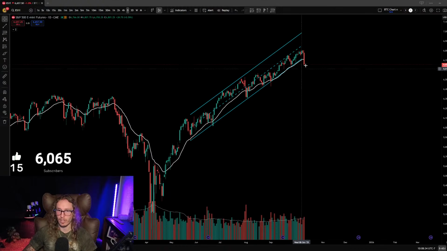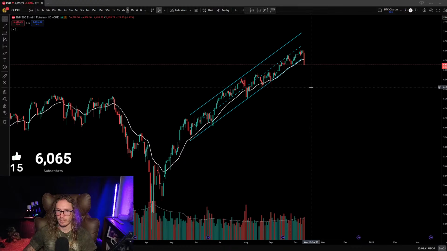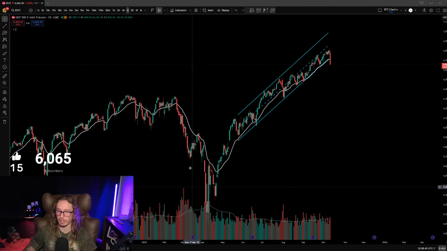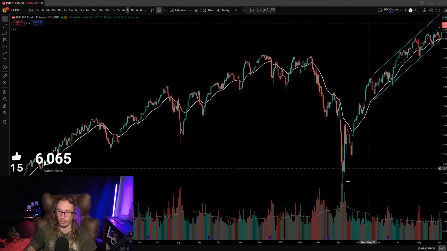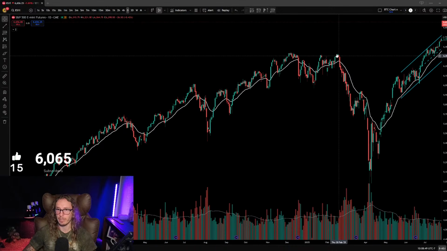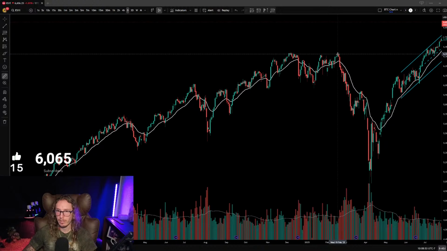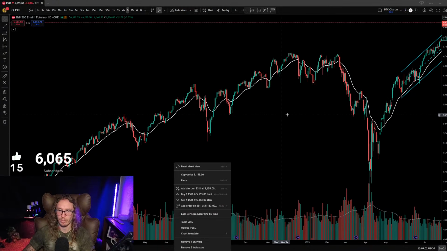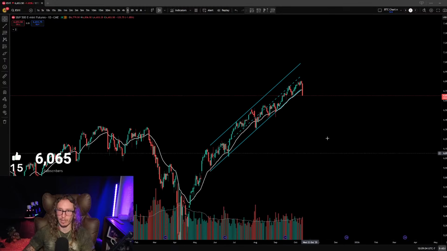Overall, this is just a cool off. Sometimes it's a news catalyst that does it, but it's not really that big of a deal unless we start to see something like this again, which we could. This whole move right here was a big, big move. If you measure this move, from that high to low it went down almost 1,400 points. That was a big, big move down.